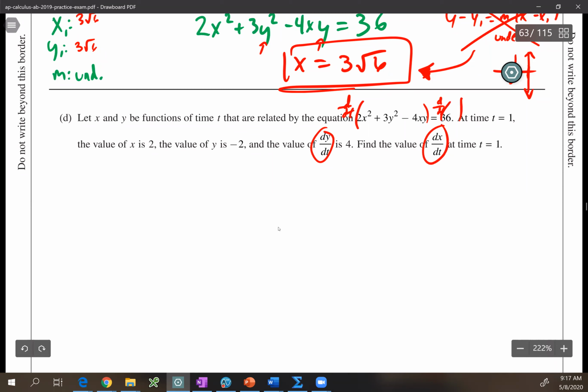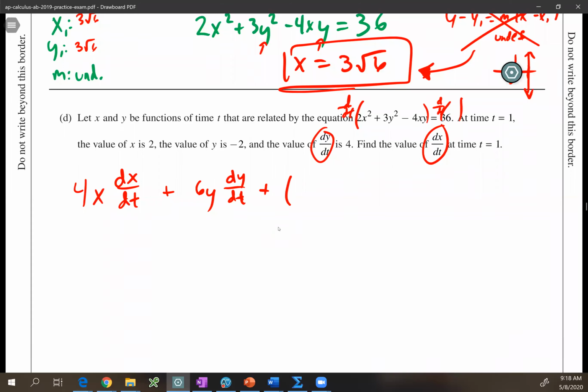So we're going to actually have to redo the derivative, and it's going to become 4x dx/dt. Everything's going to get implicit because we're doing it with respect to time, and these are not time. Plus 6y dy/dt. And like I said, I'm going to do plus, and I'm going to keep the negative 4x as 1. So negative 4x as 1, and then y as the other thing.